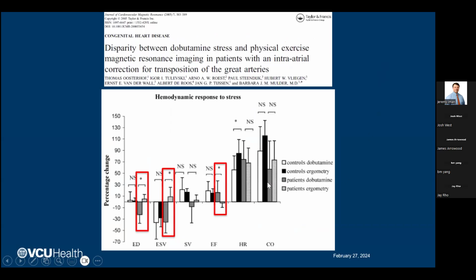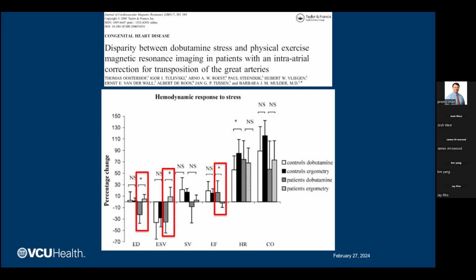Interestingly, they looked at patients with transposition of the great arteries with atrial correction, and they looked at the differences in response between exercise versus dobutamine, which is typically considered a decent surrogate for exercise. And it's not exactly physiologically the same, but we think it's a good surrogate in the right patients. And I put red bars around some of these changes, like end diastolic volume, end systolic volume, EF. This is exercise versus dobutamine. And you can see that there's a discrepant response in these particular patients between exercise and dobutamine.